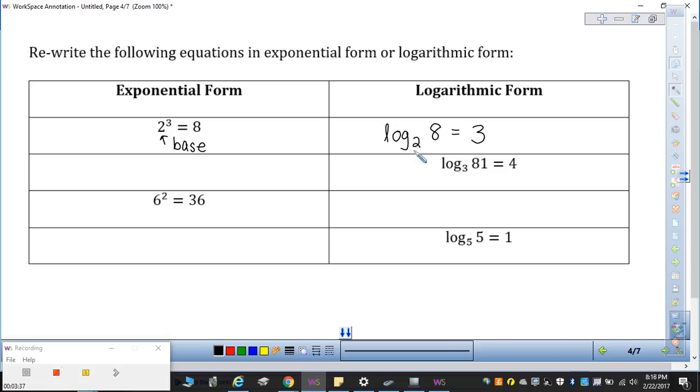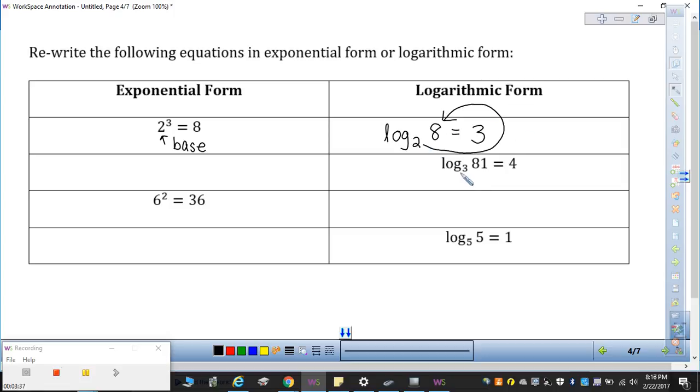Another connection between these two forms, an easy way to remember, would be to draw a loop. If you start your pencil at the base, make a loop around the outside number, in this case the 3, and we're going to end at the 8. This tells us 2 to the third power equals 8, and that's exactly what we have over here for the exponential form. Going the other way around, we can use the loop again.